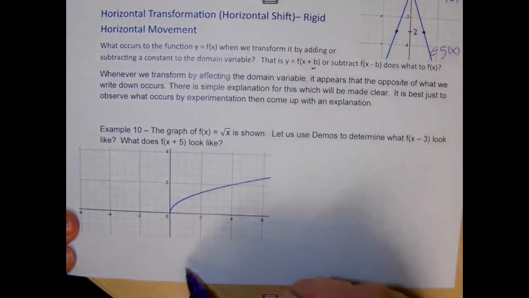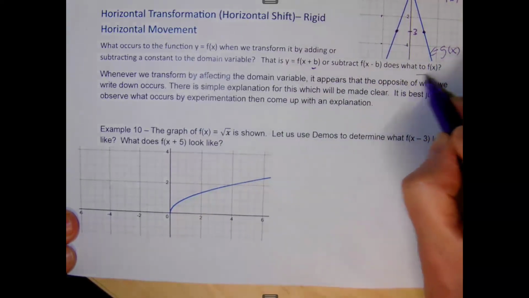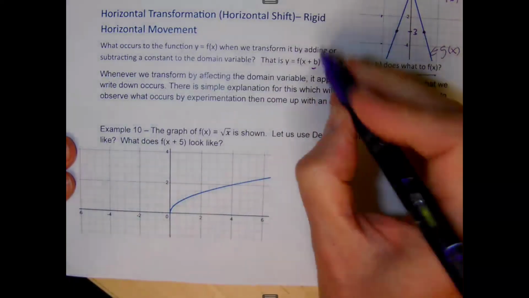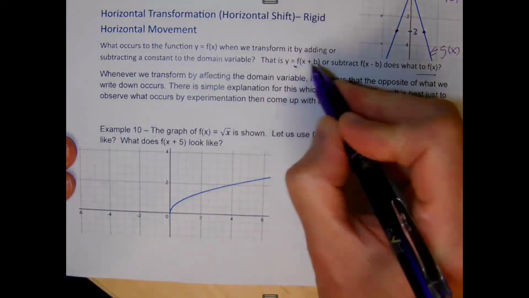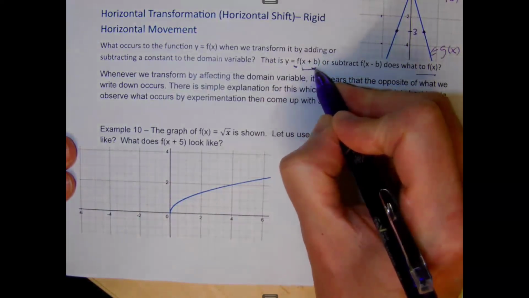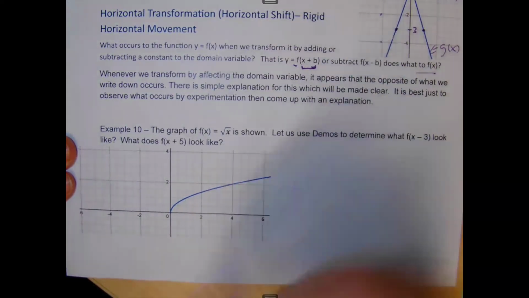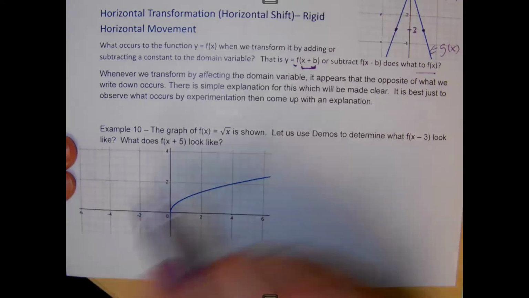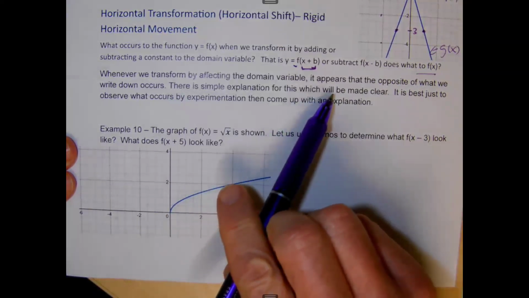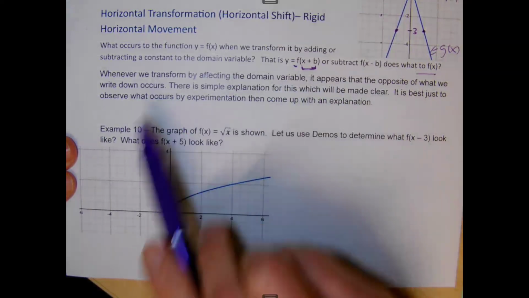That is, we're going to look at f of x plus b, or f of x minus b. What does that do to f of x? Whenever we transform by affecting the domain variable, notice the function, the rule, does something to whatever you enter. But what this is saying is that we're going to change the input by adding b to it or subtracting b from it. It appears that the opposite of what we write down occurs.